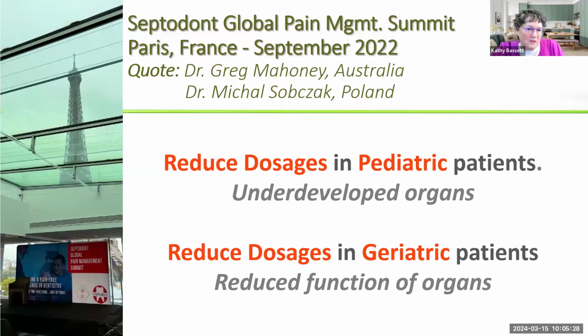So reduced dosages in pediatric patients because they have underdeveloped organs. And we need to be prepared to reduce dosages in geriatric patients because they have reduced function of those same organs. And a lot of times, I think we just look at the chart, people think everybody can go to that max, but we need to be making those dose adjustments for the population that we're actually seeing.